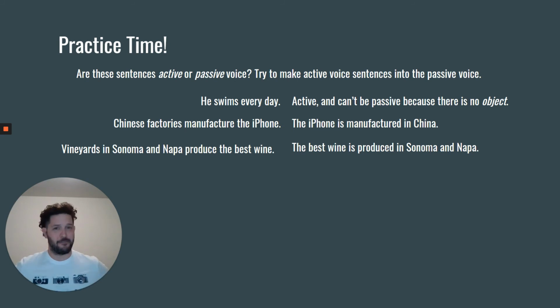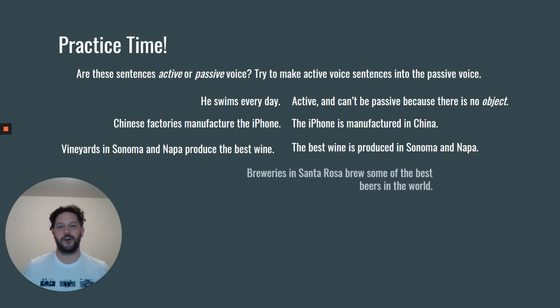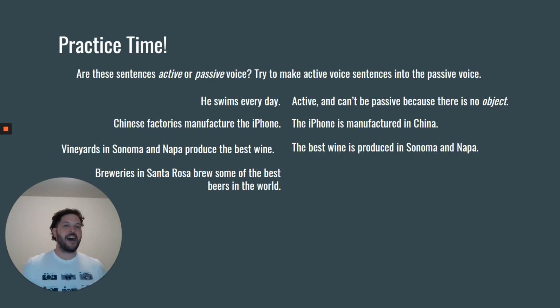These are just examples, guys, so please don't burn me in the comments below if you like Argentinian or French or Australian wine. It's just an example. Don't get too crazy. All right, next one. You're also going to like this one. Breweries. That is a place that makes beer. So breweries in Santa Rosa brew some of the best beers in the world.